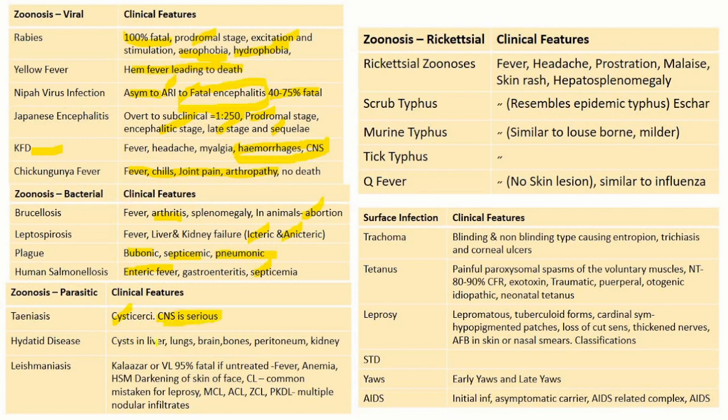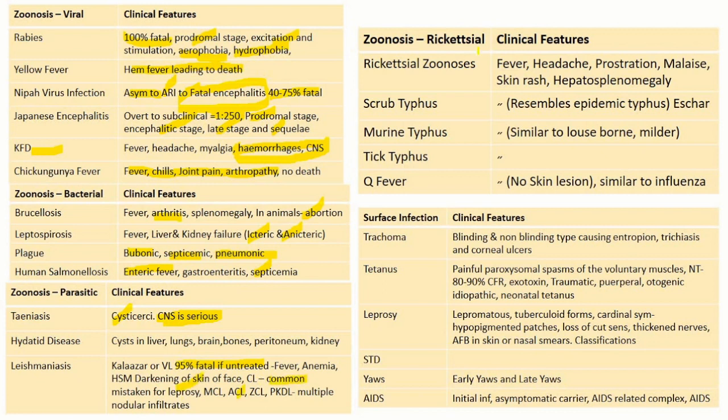Hydatid disease: cysts in lungs, liver, brain, bones, peritoneum, and kidney. Leishmaniasis, Kala-azar, otherwise called visceral leishmaniasis, which is 95% fatal if untreated. It is associated with fever, anemia, hepatosplenomegaly, and darkening of the skin of the face. Cutaneous leishmaniasis, which is common, is usually mistaken for leprosy.